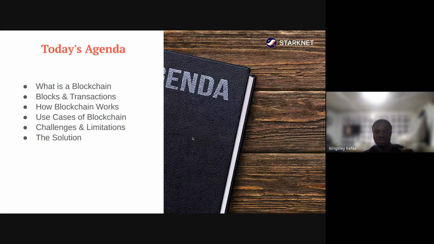It's a public ledger because, we all know, the normal definition of a ledger is basically a book that keeps a record of transactions or activities. But in the case of blockchain, the ledger here basically means the database that contains all the data in that blockchain.